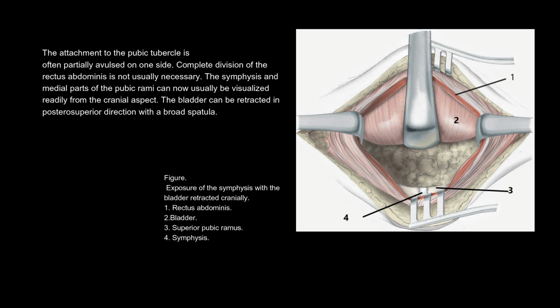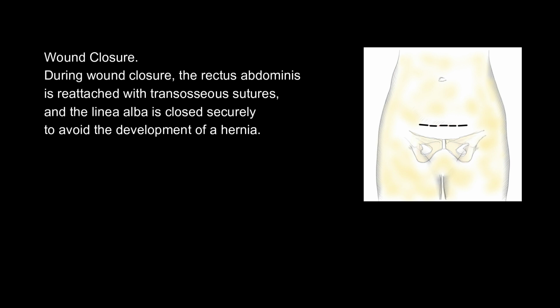Wound closure. During wound closure, the rectus abdominis is reattached with transosseous sutures, and the linea alba is closed securely to avoid the development of a hernia.